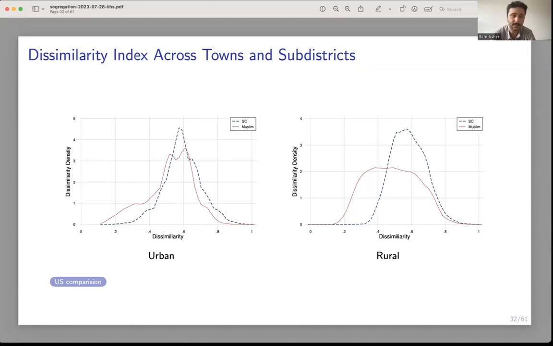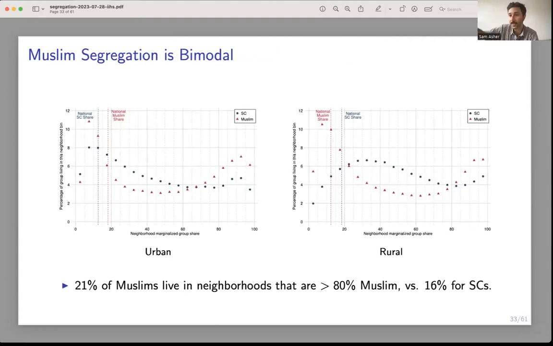We do find that SCs, by dissimilarity measures, are a bit more segregated than Muslims. They're much more segregated than Muslims in rural areas. They're a little bit more segregated than Muslims in urban areas. Depending on the measure, you can get a slight switch here in the urban areas, where by some measures, Muslims look a little bit more segregated, basically because they're more likely to be found at the tails of the distribution.